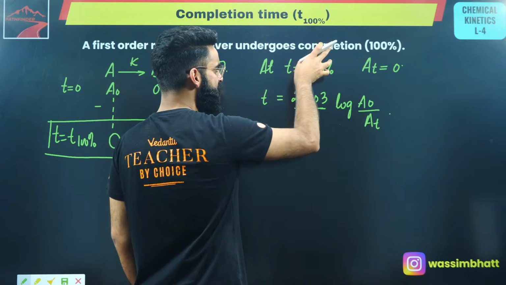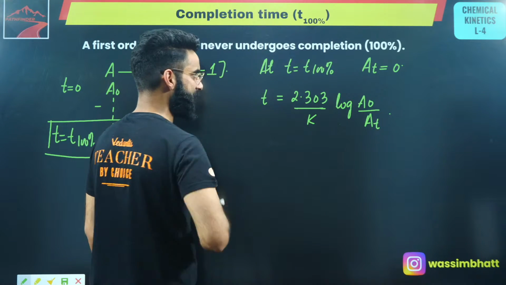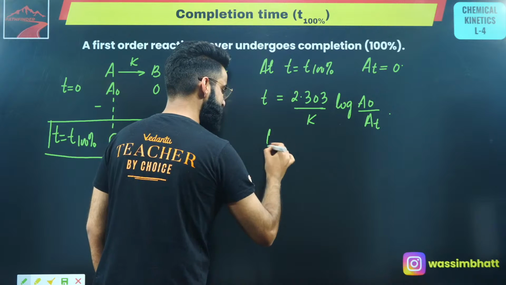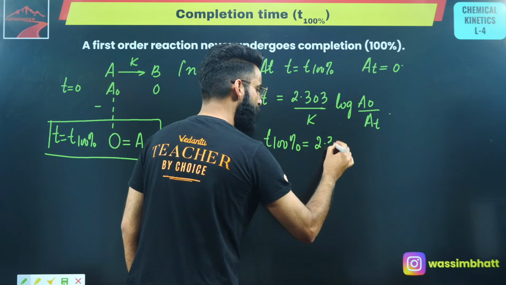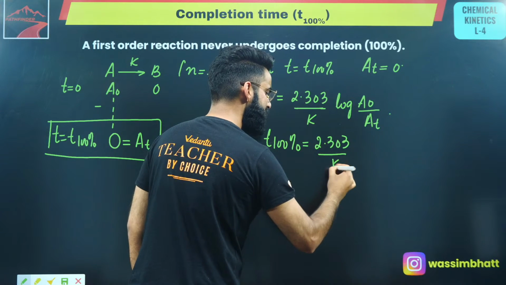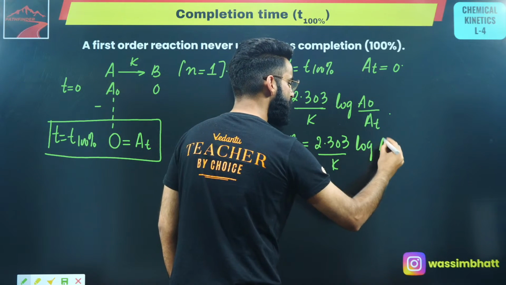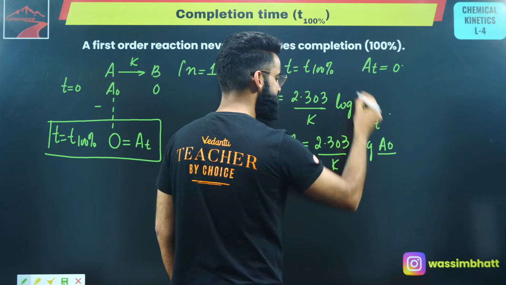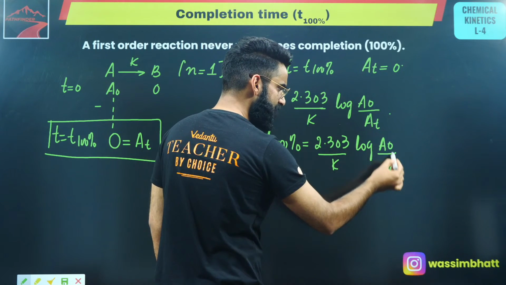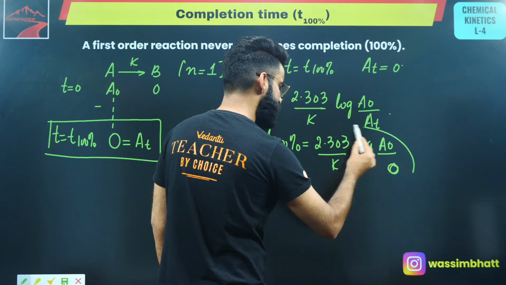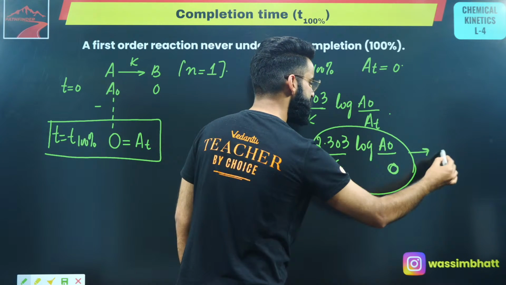If I put the given condition into this expression, what do I get? Instead of T, I'll be writing T 100%, the completion time of the reaction, is equal to 2.303 divided by K, log of A naught divided by, instead of AT, I'll have to write 0. So if over here I'm writing 0, division by 0 becomes infinity. So this whole term approaches infinity.